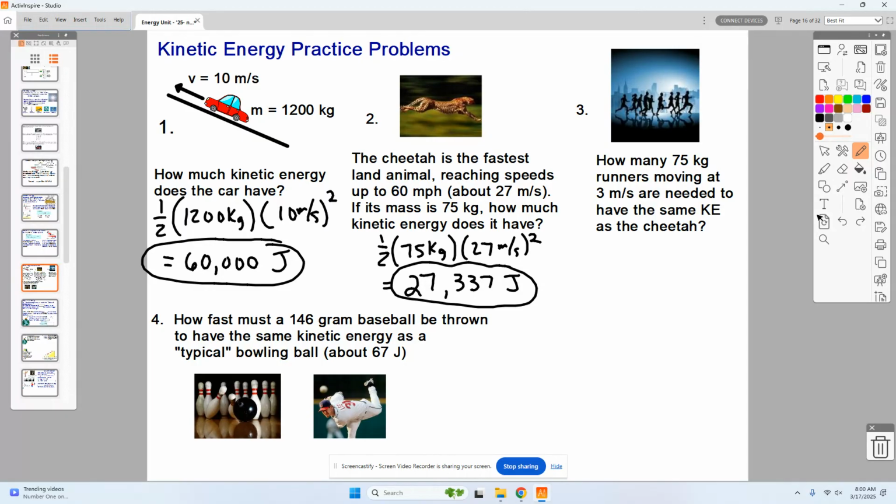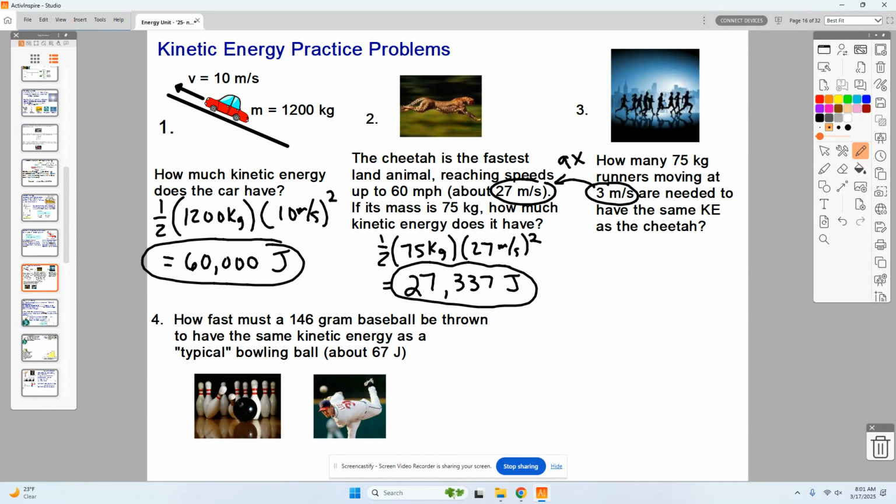So let me try this one. How many times more speed does a cheetah have than the runner? 27 is how many times greater than 3? 9. But because speed is squared, 9 squared is 81. I would need 81 of those runners to have the same kinetic energy as the single cheetah, and that's because KE depends on speed. If you want to do the numbers this way, you can, but I wanted you to see that this number there and that number there are different by a factor of 9.